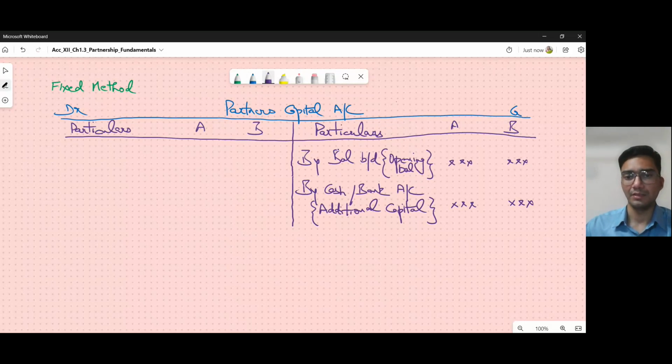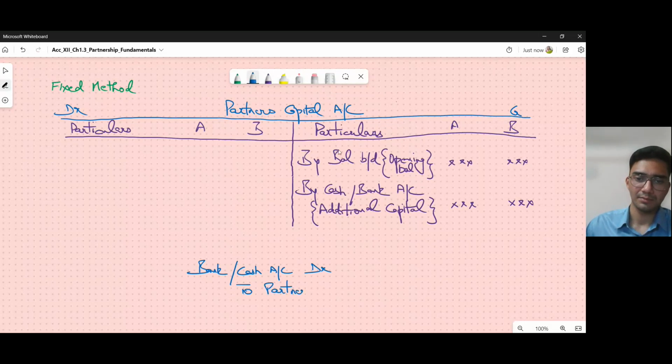Now later on within the year, maybe these two partners brought in more capital. So when somebody brings in more capital, if I talk about the journal entry to bring in more capital, what's the journal entry? It is bank or cash account debit to whichever partners bring. So partners capital account. This is the journal entry. Why is bank or cash debited? Because this is a personal account and you have to debit it when money is coming in.